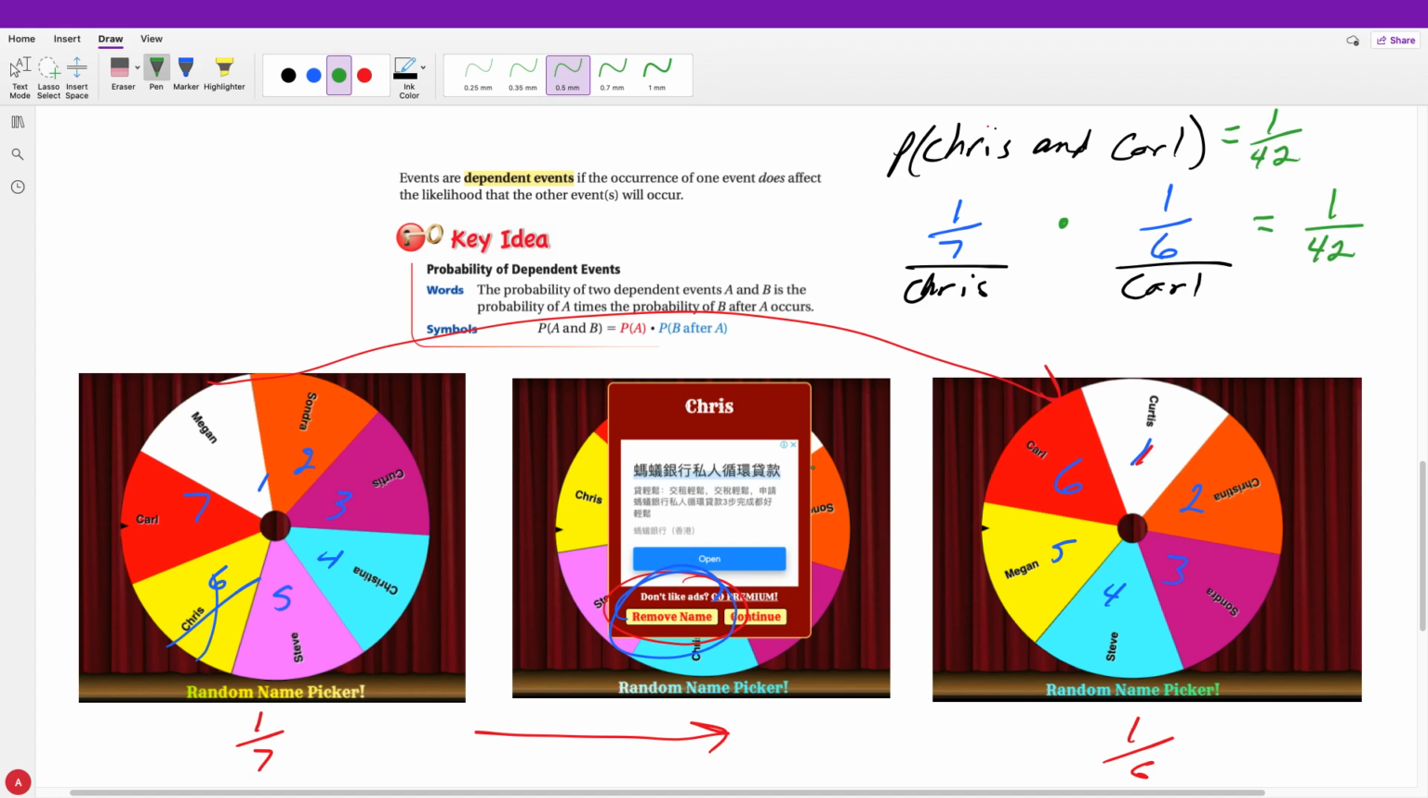So you see, by removing Chris's name, it changed the likelihood of the second event happening. So we have to take that into consideration. So when doing these questions, first, we have to determine: are they dependent or independent? If they're independent, it's easy. We don't need to think about how they affect each other. We just simply find the probability of each event occurring and multiply. Well, when they're dependent, we have to ask, how do the odds change for this second event? So let's go ahead and do a couple of examples.